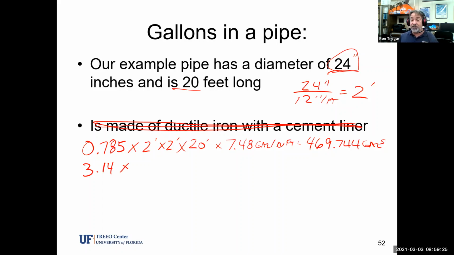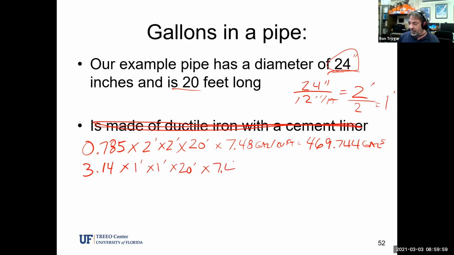Now, we didn't give you the actual radius, we gave you the diameter, so you have to remember to convert into radius. So what is half of 2? 2 foot diameter divided by 2, because there are 2 halves in a whole, gives me 1. So my radius then is 1 foot. So 3.14 times 1 foot times 1 foot times 20 feet in length.